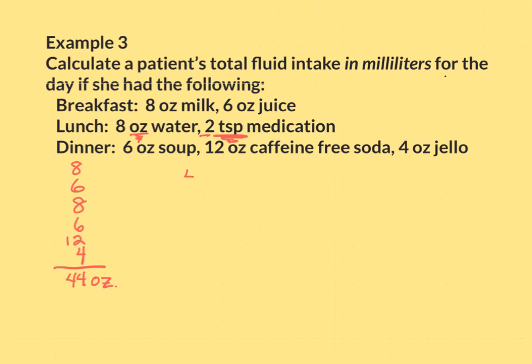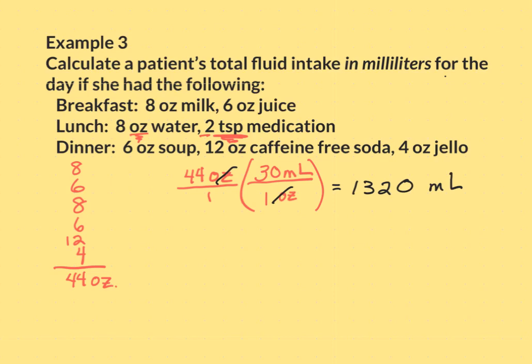I need my answer in milliliters. So I'm going to take my 44 ounces that I have here, and I am going to find the conversion factor that will change those ounces into milliliters. So 1 fluid ounce equals, well, let's write it this way, 30 milliliters. And now my ounces cancel. It leaves me milliliters. So let's see, 30 times 44 is 0, 12, carry 1, 13, 1,320 milliliters. Still have to convert those to teaspoons.